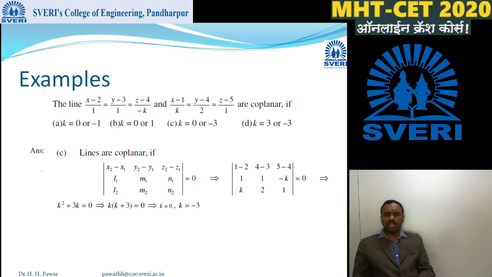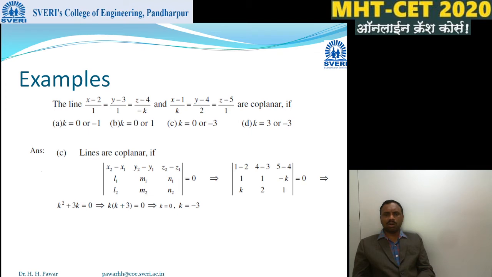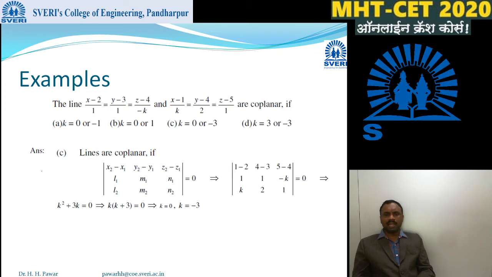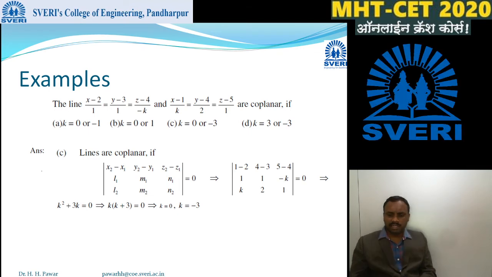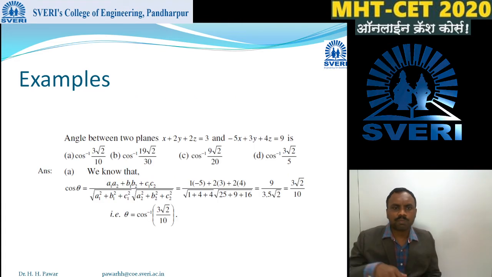After solving these we'll get k square plus 3k is equal to 0, that is k into (k plus 3) equal to 0, which gives us k equal to 0 or k equal to minus 3. That is, option C is the correct choice for this question.